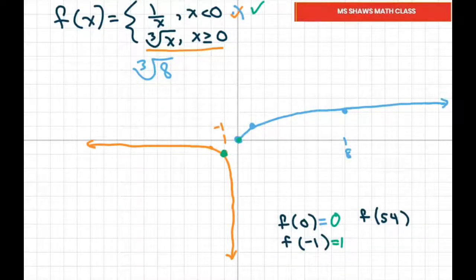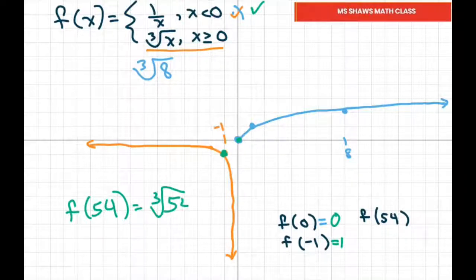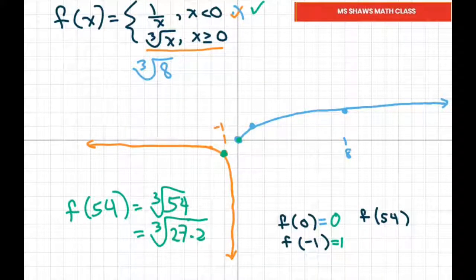And f of 54, so I'll do that over here. f of 54 equals the cube root of 54, which equals the cube root of 27 times 2. Now the cube root of 27 is 3, so I can pull that out. So you get 3 cube root of 2.